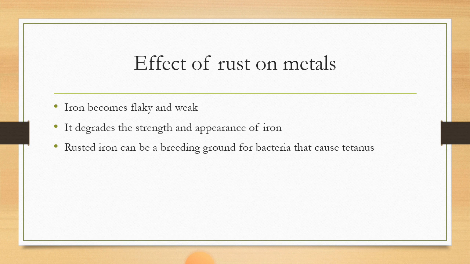If it is bad, how bad? What makes it bad? Iron becomes flaky and weak. Have you ever noticed a rusted metal becomes weak, flaky? You can easily break it with your hand. A metal that was otherwise strong, when it becomes rust, is just feeble, is weak. You can break it easily.